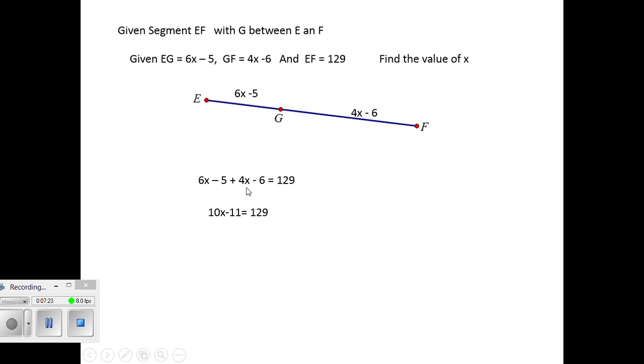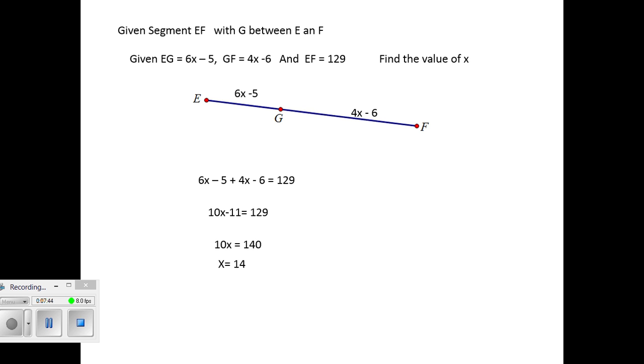Having that stated, I now have an equation. We all know how to solve equations. We link our like terms together, our x terms and our number terms, and that comes down to this statement. We solve for x equals 14. Now, we are finished because all the problem asks for is x.